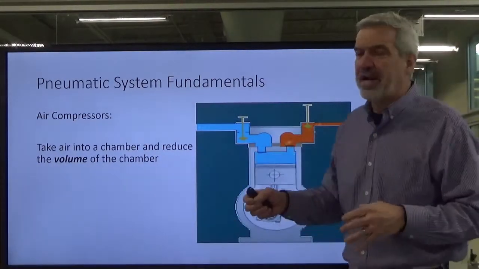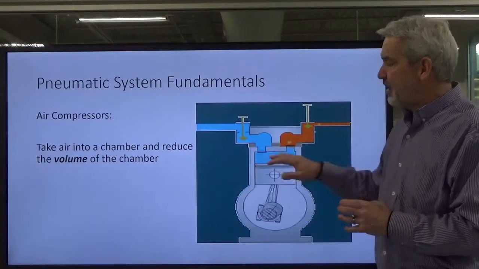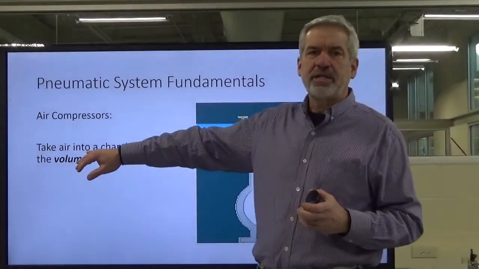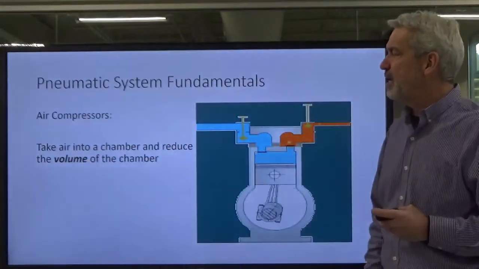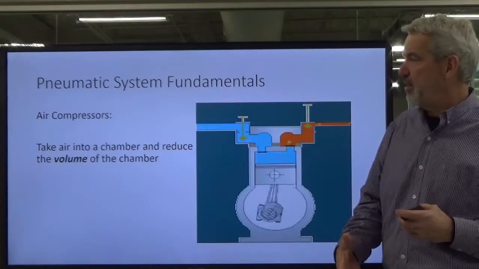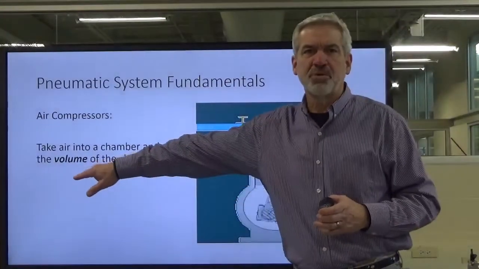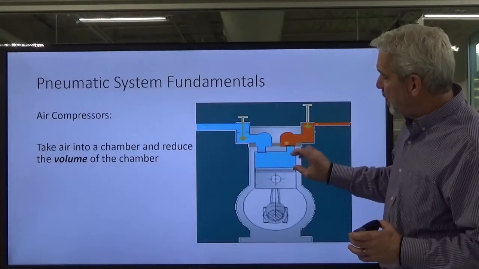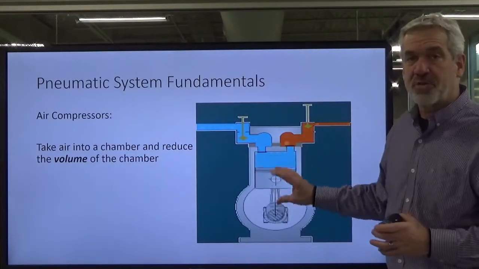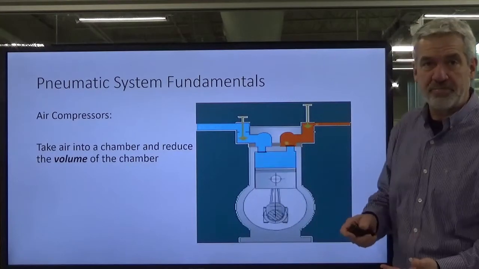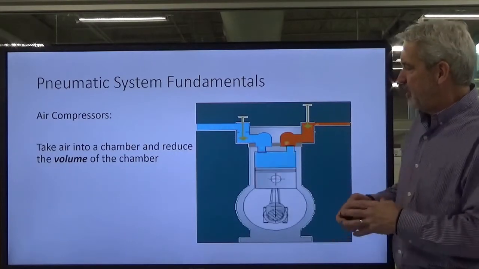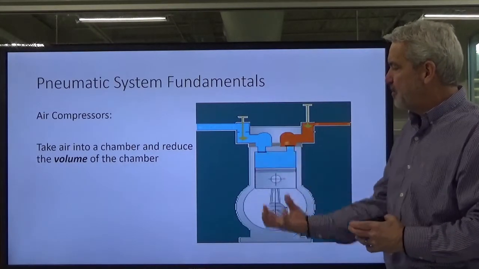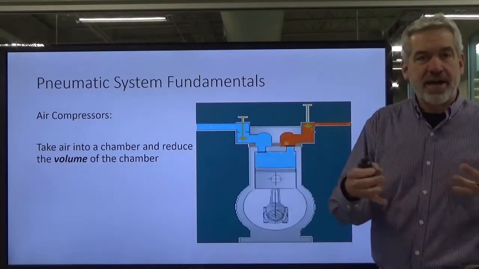Okay, so what happens with an air compressor, a lot like this gasoline engine example I used earlier. The air compressor takes the air into the chamber and reduces the volume of the chamber. That's real important right there. It reduces the volume. Our volume is this area above the piston, regardless of where it's at. It's sealed with its piston rings, and it pulls down and creates a vacuum, you might say.